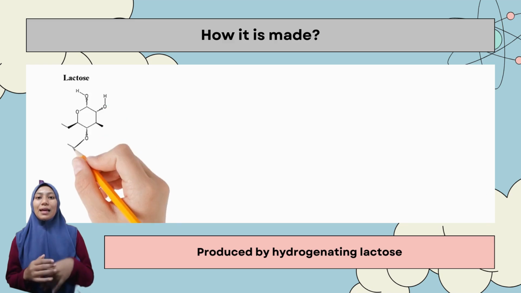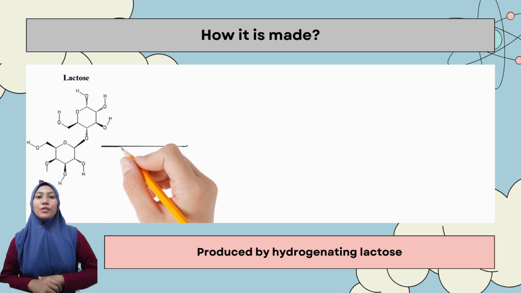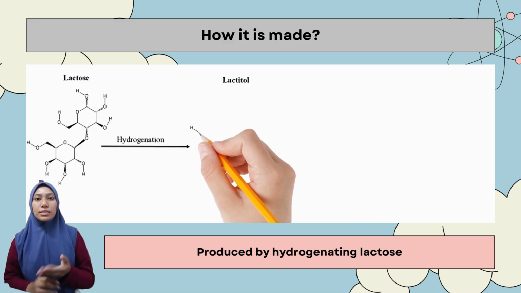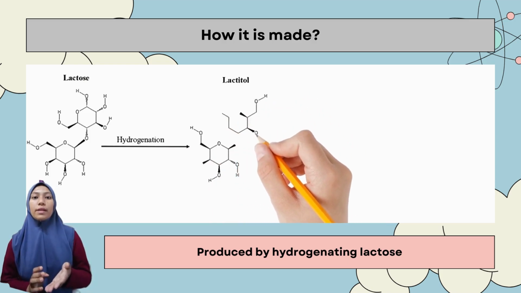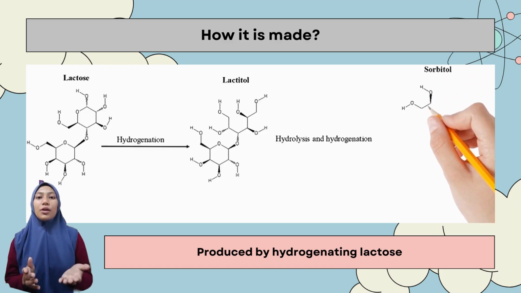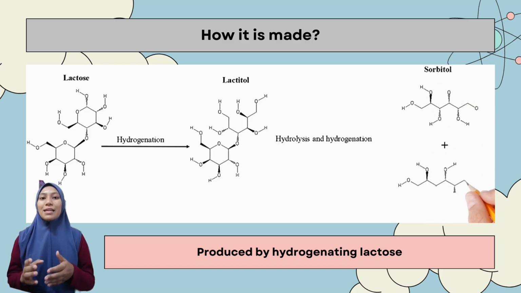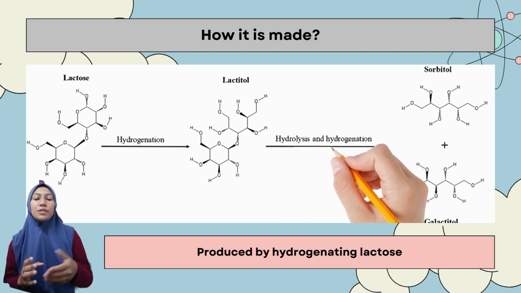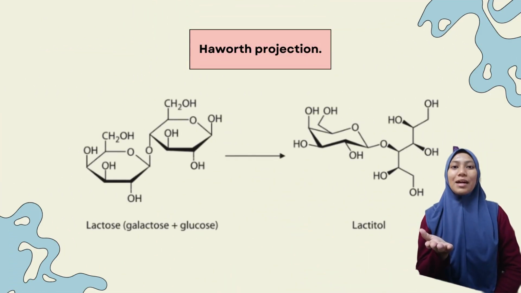How is it made? Lactitol is synthesized through the hydrogenation of lactose, where the glucose portion of lactose is reduced to sorbitol. It can be crystallized out as a mono or dihydrate as well as in an anhydrous crystalline form. This is the Haworth projection of lactitol.